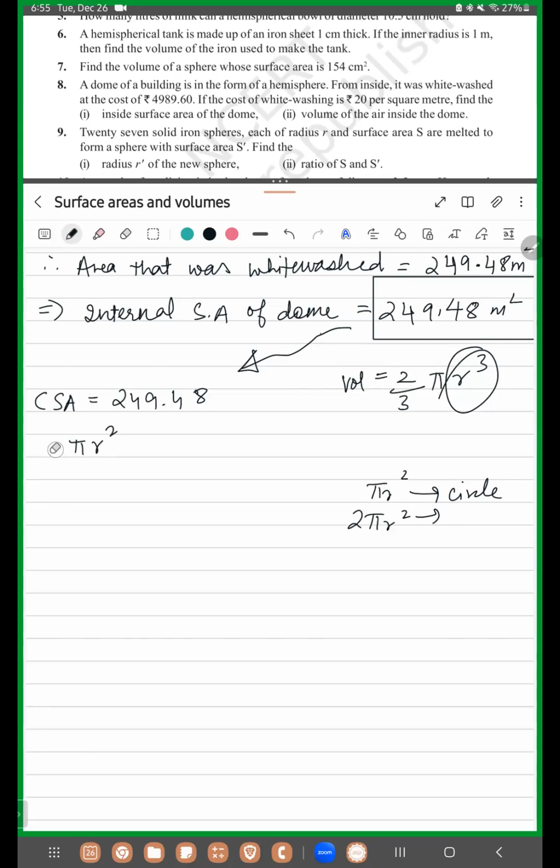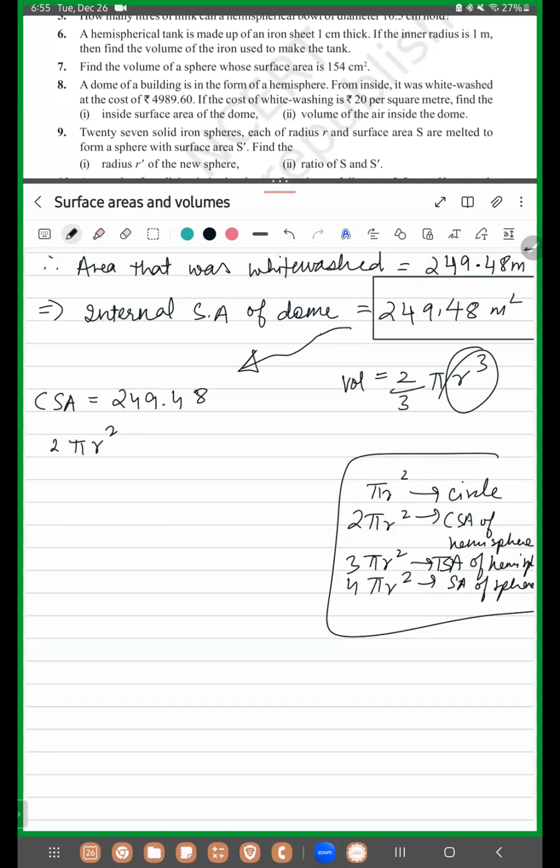Oh, sorry. Curved surface area of hemisphere, 2 pi r square. Total surface area of hemisphere, 3 pi r square, and 4 pi r square surface area of a sphere. Okay. So 2 pi r square equals 249.48. So from here we can find r square.